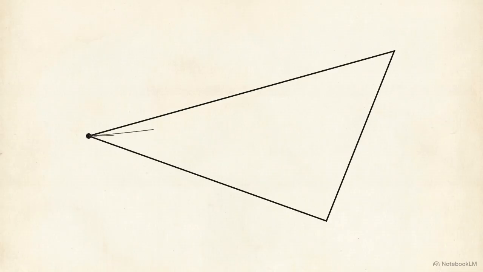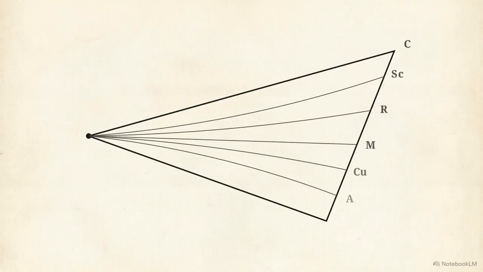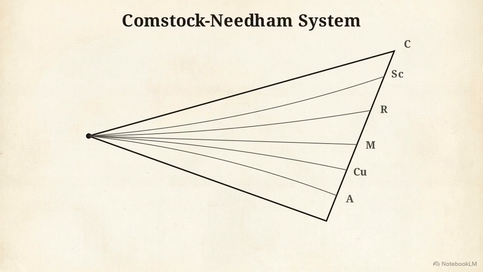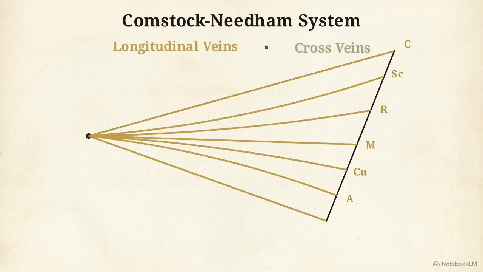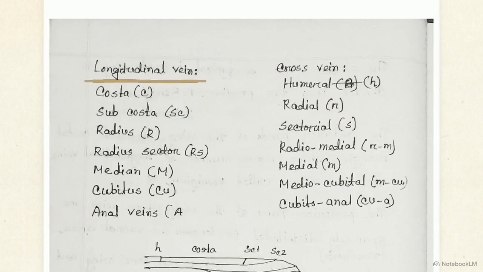The arrangement of these veins acts as a structural skeleton and follows a standardized nomenclature known as the Comstock and Needham system. The system categorizes the skeleton into two types: longitudinal veins that run from the root out toward the margins, and smaller cross veins that connect them laterally. This page lists the high-yield longitudinal veins, starting from the top: costa, subcosta, radius, median, cubitus, and anal veins. The key cross veins bridging them include the humeral, radiomedial, and mediocubital.